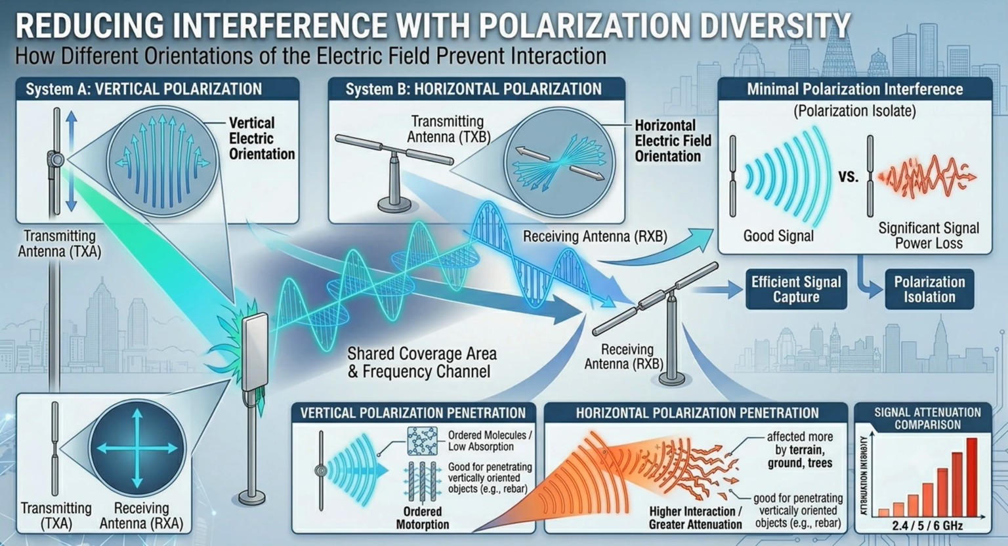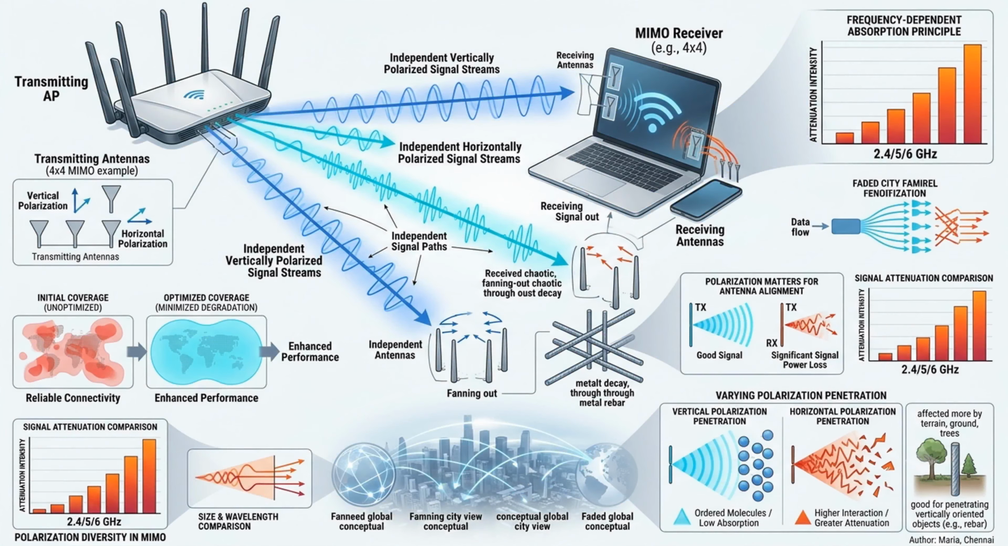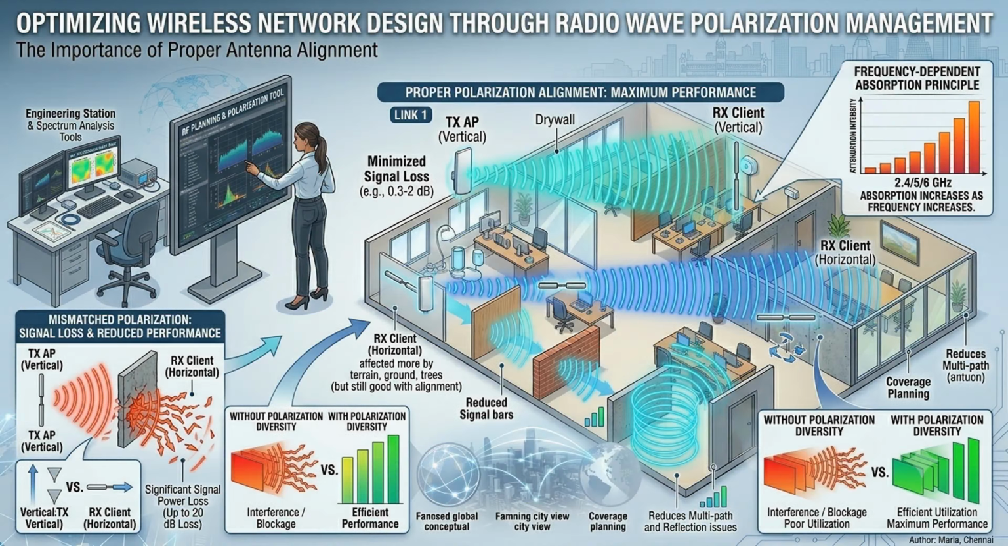Polarization can also be used strategically to improve spectrum utilization. By transmitting signals on different polarizations, multiple wireless systems can operate in the same area with reduced interference, allowing them to coexist more effectively. Modern wireless technologies also take advantage of polarization. In MIMO systems, antennas often use different polarizations to create multiple independent signal paths. This enables the transmission of multiple data streams simultaneously, increasing network capacity, improving reliability and delivering higher throughput. Understanding polarization is essential for optimizing antenna placement, minimizing signal loss and maximizing the performance of modern wireless communication systems.